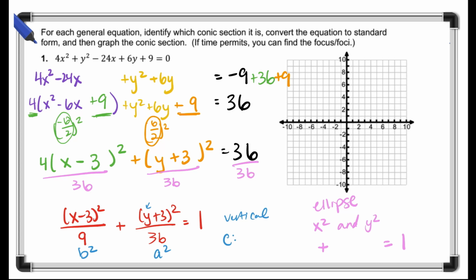We do have a center that we can find, and that's going to be at positive 3, negative 3. So we can go ahead and put our center at 3, negative 3. We've got a squared, and a is going to be plus or minus 6, in the y direction. And then for our b value, that is going to be plus or minus 3 in the x direction. And now what you have is the ability to draw your ellipse.